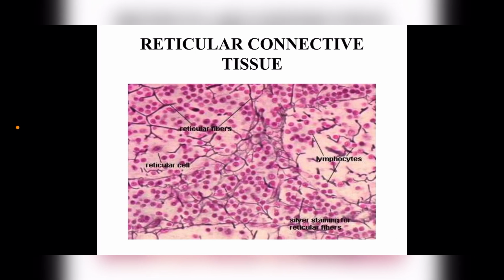Here we can see the reticular connective tissue diagram, that is, reticular fibers in a scattered way and lymphocytes in the round. This diagram is a microscopic one after silver staining for the reticular fibers.